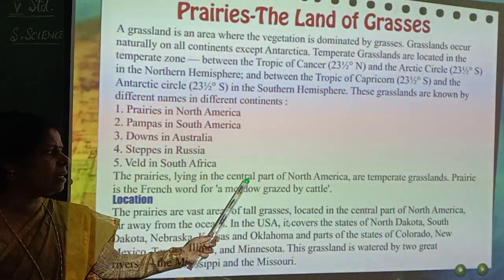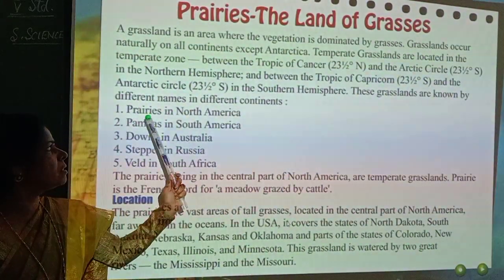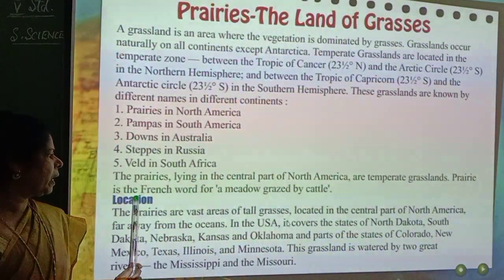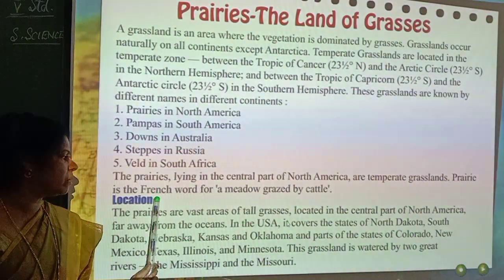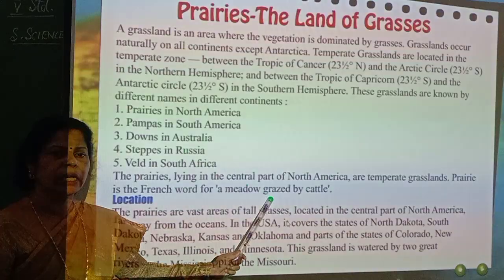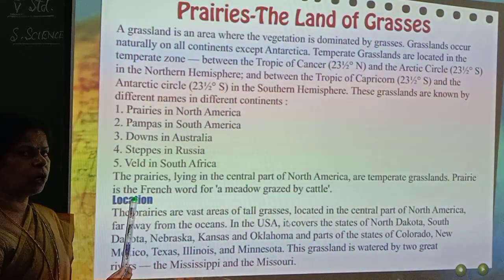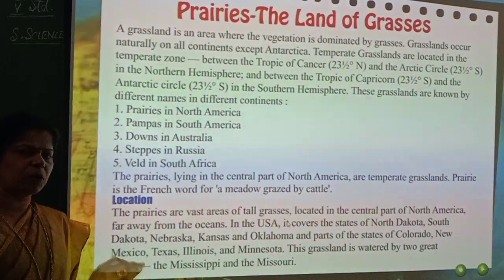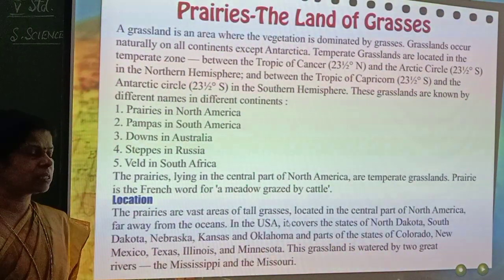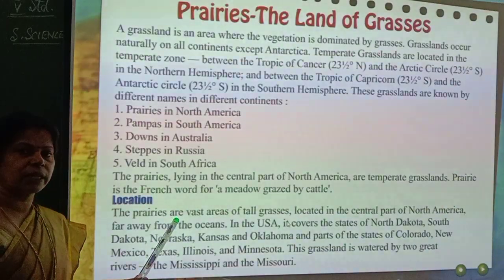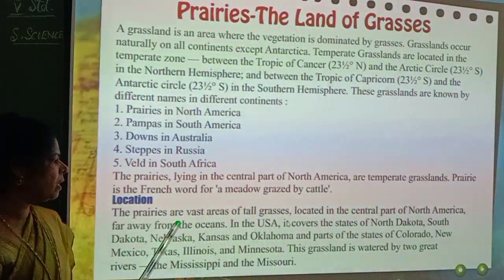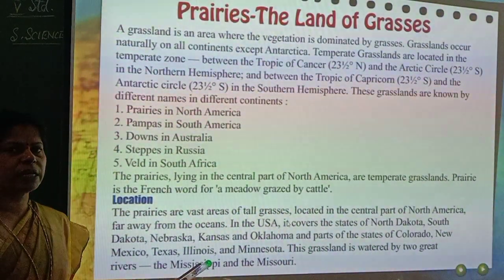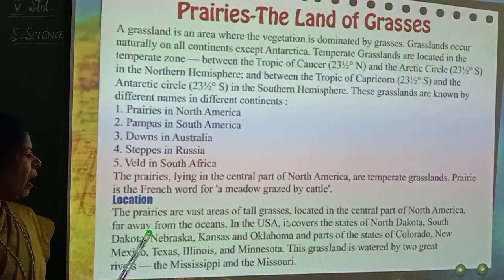So the prairies lying in the central part of North America are called temperate grasslands. Prairie, how is this word derived? It is derived from a French word meaning a meadow grazed by cattle. Coming to the location, the prairies are vast areas of tall grasses. You see tall grass, not small grass. Now near your house and around you, you can see small grasses, isn't it? But this is not grass like that. It is big grasses, tall grasses. So the prairies are vast areas of tall grasses located in the central part of North America. Where is it present? It is present in North America, far away from the oceans.